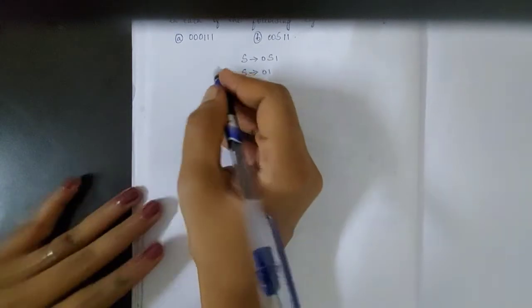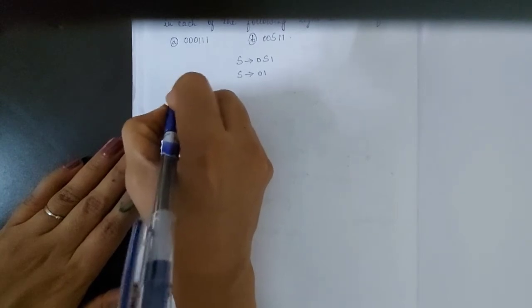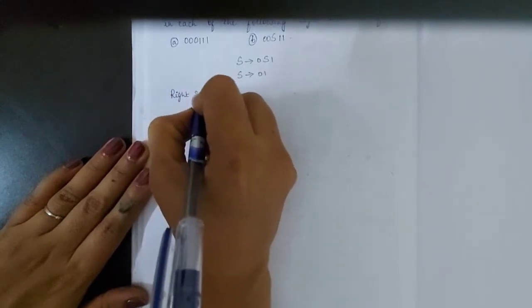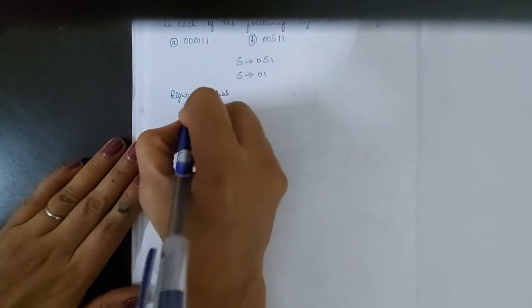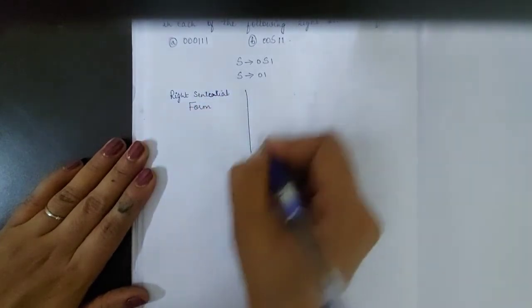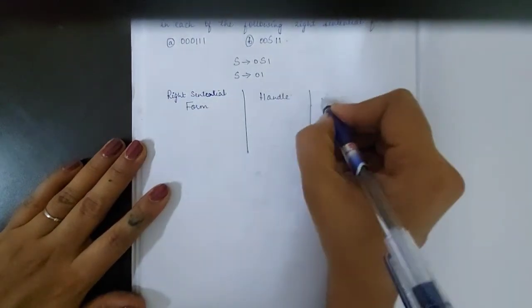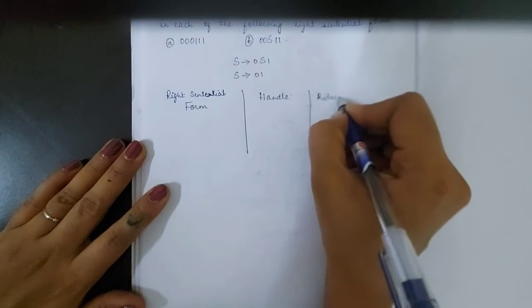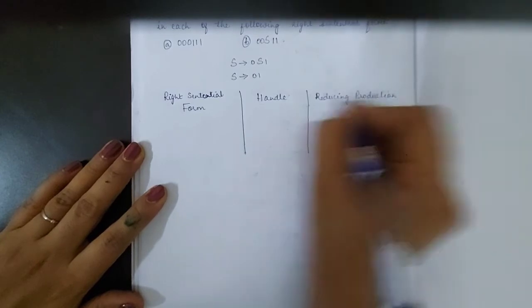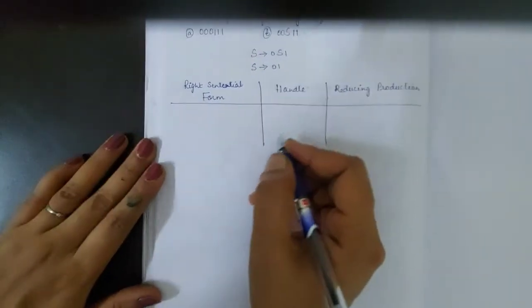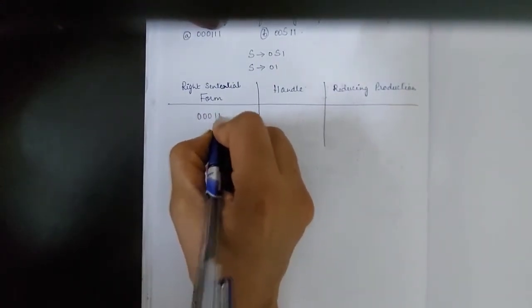To indicate the handle, we have to use a table of this form. It has the right sentential form, and then we need to indicate the handle, and then the production. Which production will we use to reduce it further to get the head of that production, that we need to check. So the table will be in this form. What is the given input string over here? It is 000111.